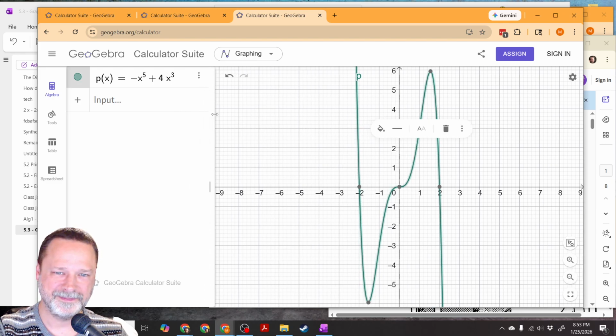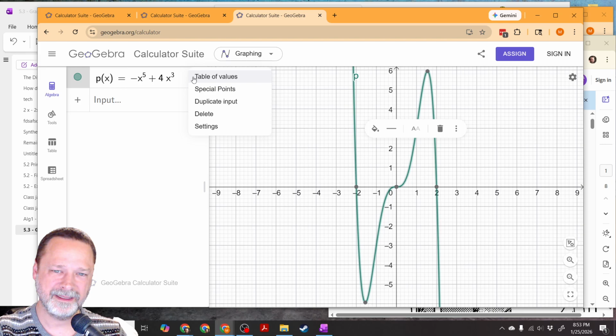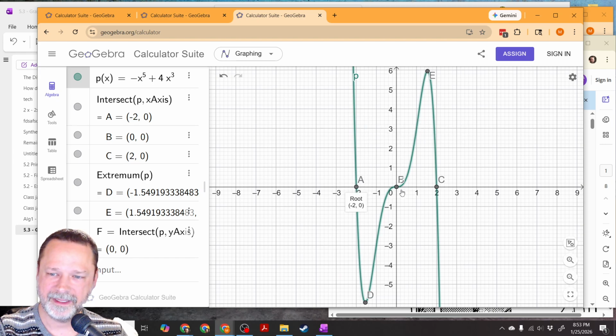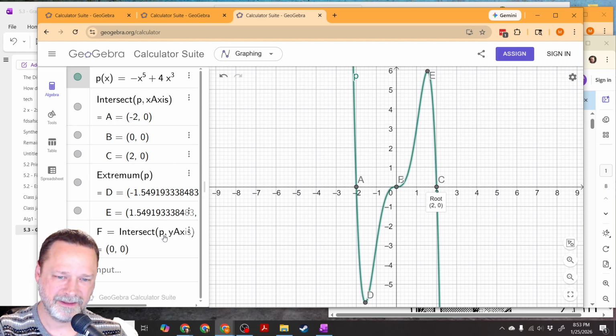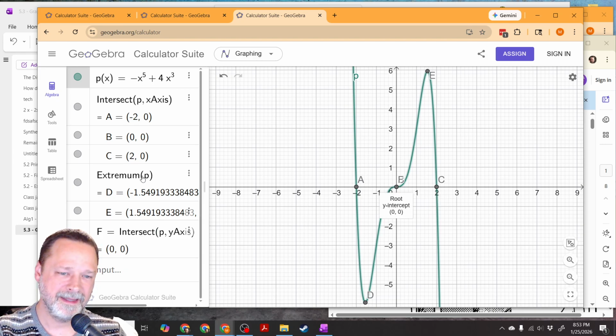Now, there's these 3 dots here. And if you want, you can get a table of values, which is very useful. And we get special points. Let's get the special points, because that's going to help us really nice. You see right here, first things first, intersect our function with the x-axis. Here are our roots, A, B, C. It's going to point those out, tell us where they are, and then we can click on them as well. There they are. We got those. We had to get our y-intercept. That's right here. Intercept P, y-axis. 0, 0. Already got that. Great. And then it does the extremum.